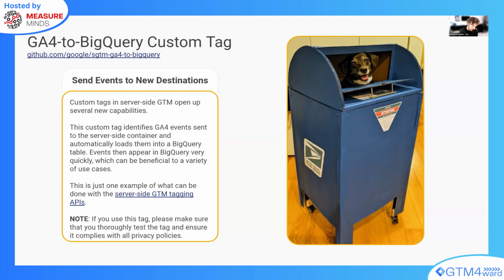within BigQuery as opposed to the streaming export. This should only really be used if you can't use the streaming export for some reason. Otherwise, I would strongly recommend that you just use the normal exports for Google Analytics. And the way I'm tying this into the dog picture is that you're sending events to new destinations, much like having a dog that is a mailbox.